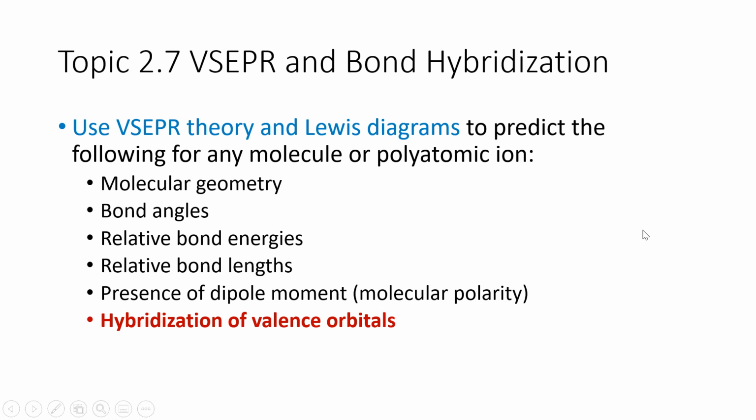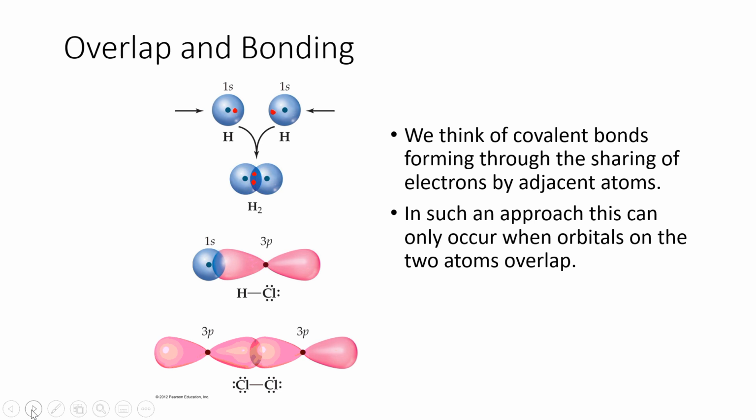So where we are in terms of our AP curriculum, this falls within topic 2.7, where we're looking at molecular geometry and bond angles and bond energy and bond length and polarity. And it's this last piece here, orbital hybridizations. There's a lot of stuff in this topic, and we're focusing on this last bit right here.